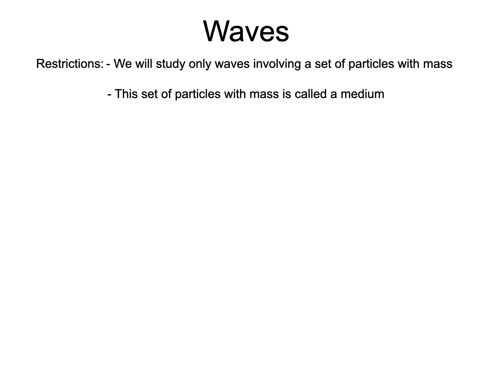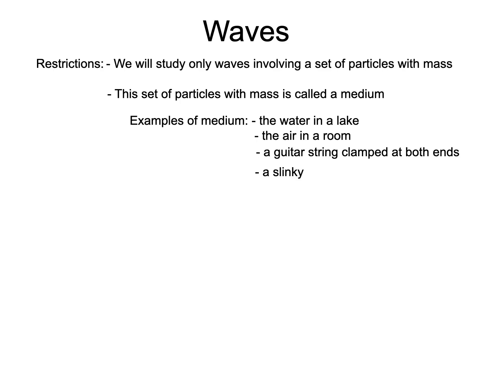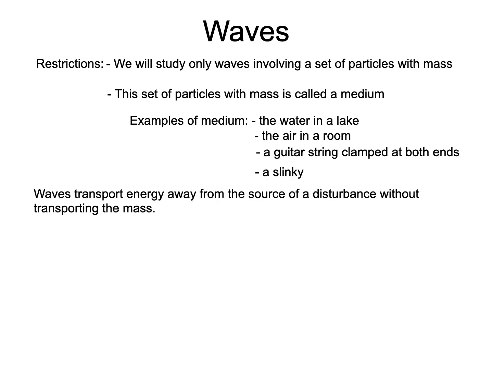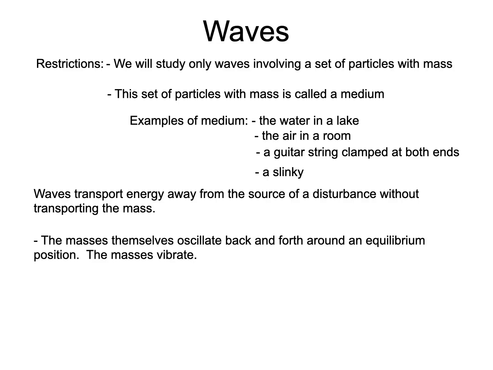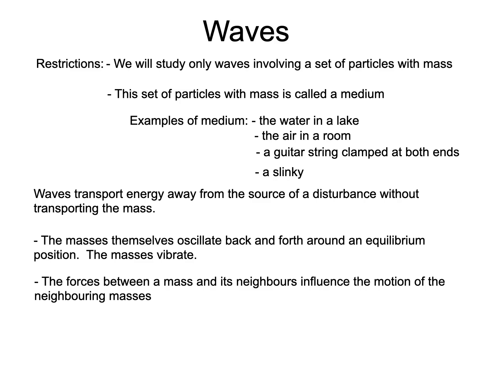Examples of medium are the water molecules in a lake, the air in a room, a guitar string clamped at both ends, or a slinky. The main characteristic of a wave is that it is a phenomenon where energy is transported without the medium moving along with the energy. It does not mean that the masses in the medium are not moving. They are, in fact, each oscillating roughly on the spot around a position of equilibrium, while the wave is traveling through the medium. It is through the forces between neighboring masses that the energy is transmitted.